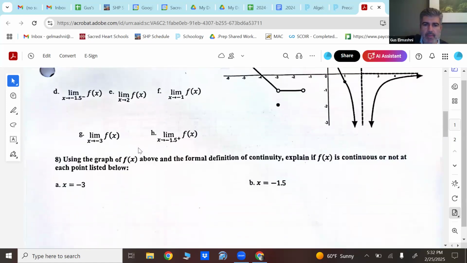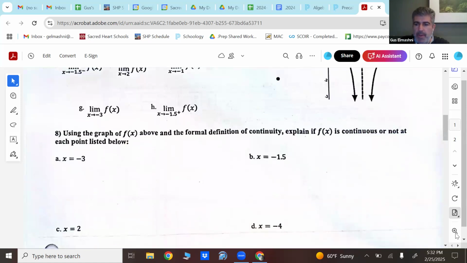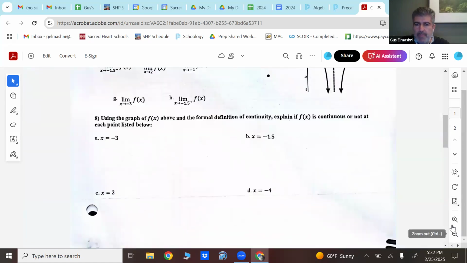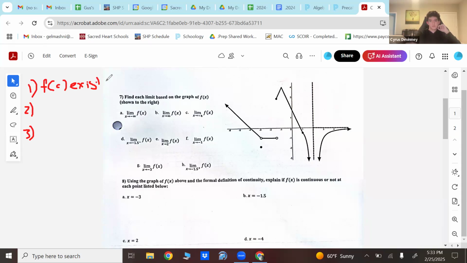Okay, so I have to use this graph. Formal definition of continuity, very important. Let me write the formal definition here. There are 3 things you need to consider. F of c exists, where c is what x equals. You can use any letter really; I guess some textbooks use c.